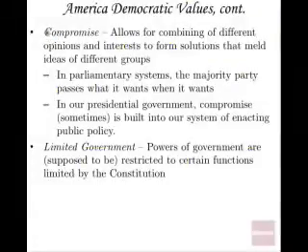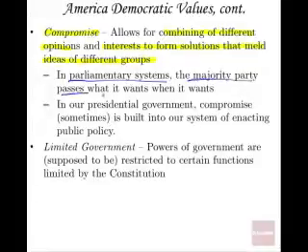Another virtue of American democratic value would be compromise. This allows for the combining of different opinions and interests to form solutions that meld the ideas of different groups. In parliamentary systems, like the UK, the majority passes what it wants, when it wants, and basically the minority party is there to say a lot of different things. But in essence, in a parliamentary system, whoever's in power has the opportunity to pass whatever laws they want.